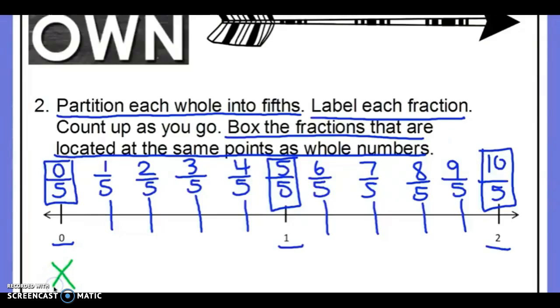I will draw pizzas to check my work. 0 pizzas, 1 pizza, 2 pizzas. I will cut the 1 pizza into 5 equal parts and the 2 pizzas into 5 equal parts.